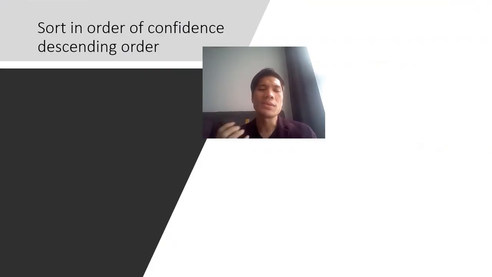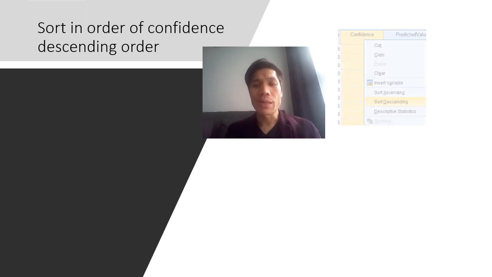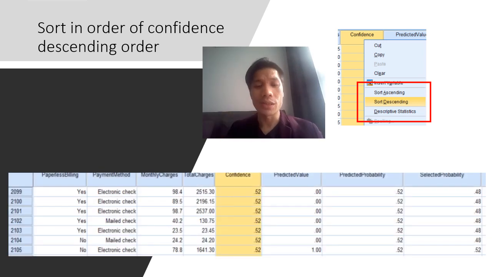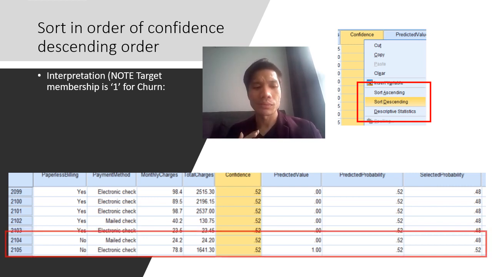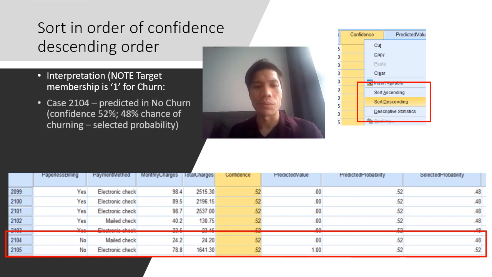So finally, we can now see the result of our model and the scoring of the model. Okay, so as I mentioned just now, make sure that you sort the cases in descending order so that you can see the confidence column from 0.99, in some cases it could be 1, all the way down to a 0.5. So I'm just going to give you a bit of an interpretation. Again, bearing in mind that the target membership here is 1 for churn, meaning to say that if you look at these two cases here, case 2104 and case 2105, and I'm going to explain to you what these cases mean in terms of the predicted probability and selected probability.